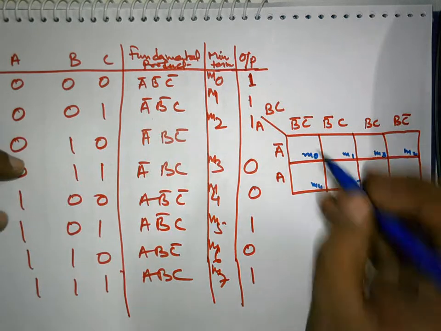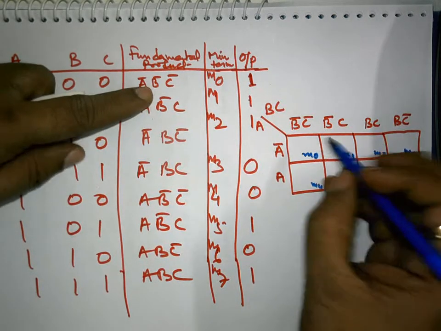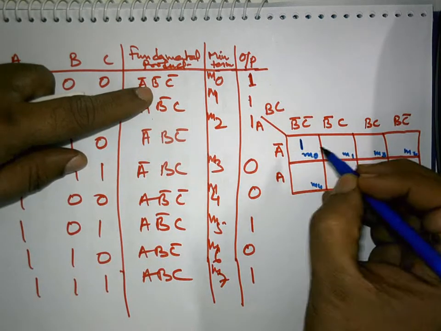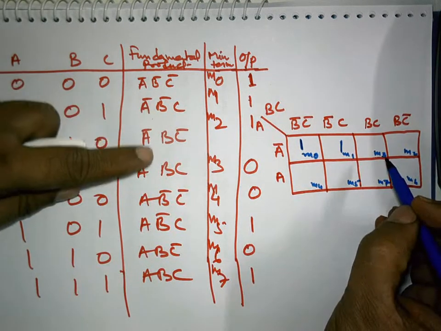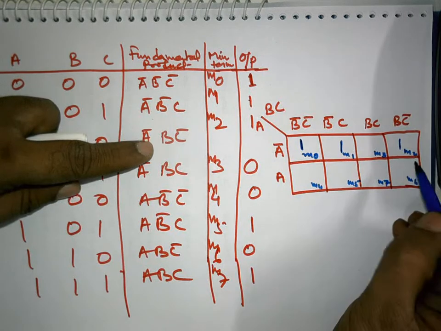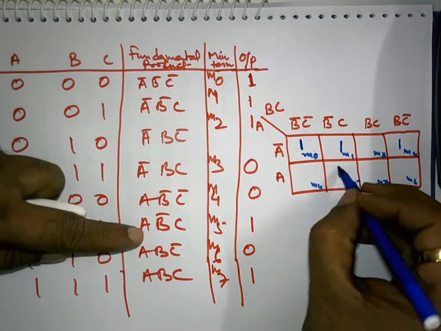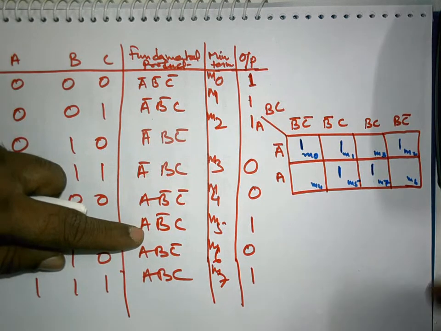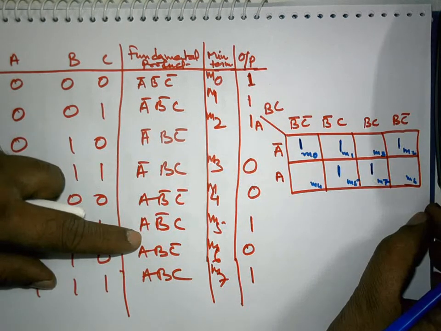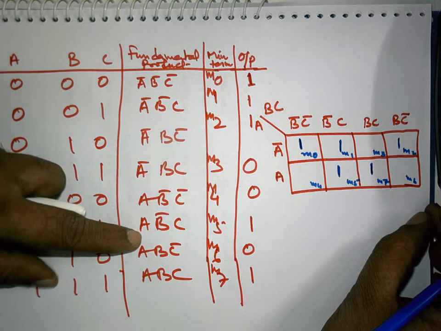Okay. So place 1 where it is required. M0 is 1, M1 is 1, M2 is 1, M5 is 1, and M7 is 1. Now look at the minimization of this K map. How can we minimize this K map?